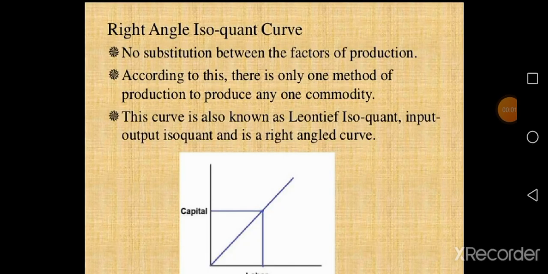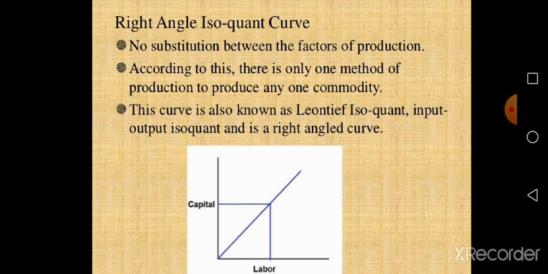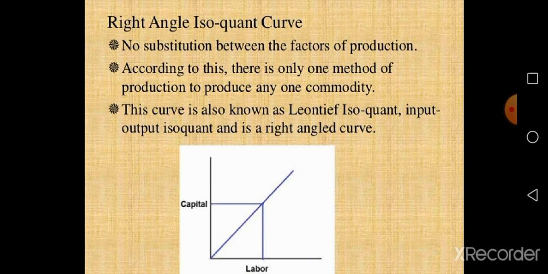The next type of isoquant curve is the right angle isoquant curve. In this right angle isoquant curve, there is no substitution between the factors of production. According to this, there is only one method of production to produce any one commodity.